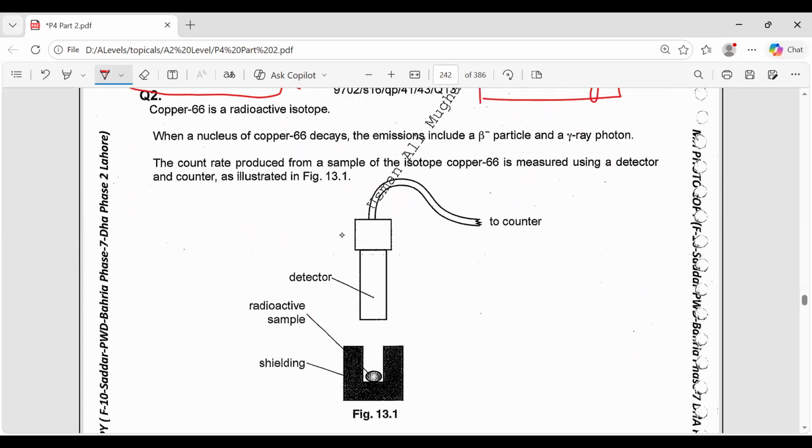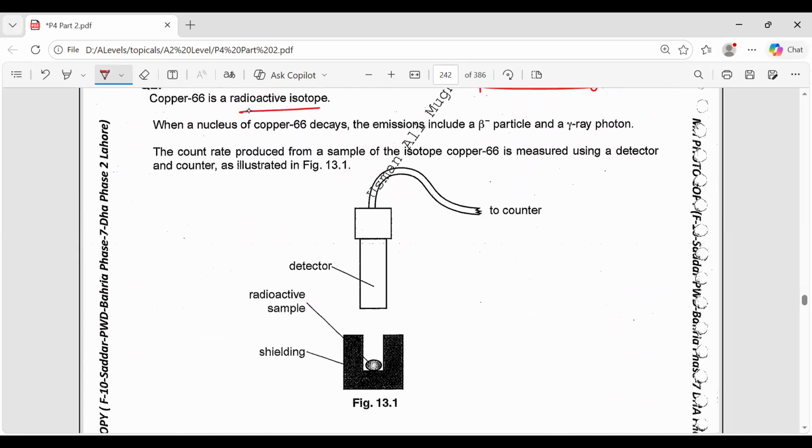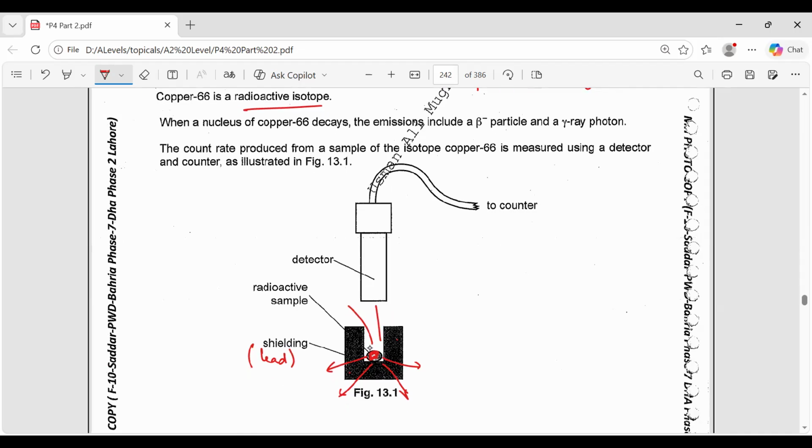See the next question, question number 2. There is copper-66, a radioactive isotope. A radioactive sample is present, and it is in shielding. You know why it's in shielding? So that the rays do not protrude or come outwards, as they are very dangerous. This shielding is generally of lead. It is placed in a lead container. So it is producing radiation in all directions, right? But there is another sort of radiation also present, which is naturally present in the atmosphere.